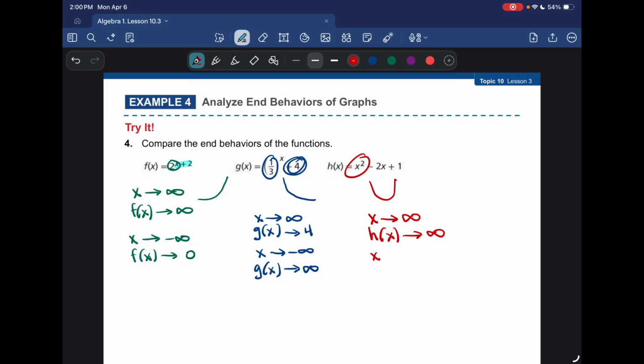And as x approaches negative infinity, as I move to the left, what's happening to our graph? It's also going to be increasing. So h of x is approaching positive infinity as well.